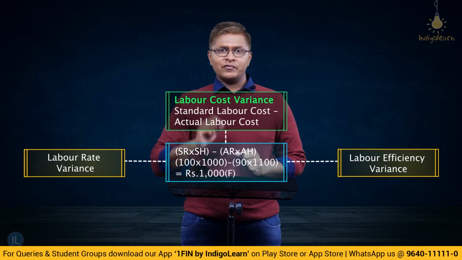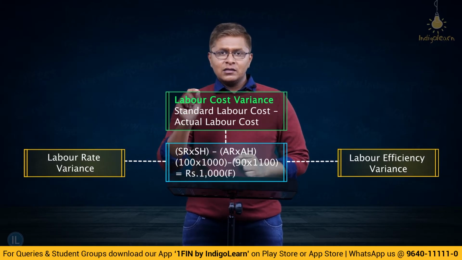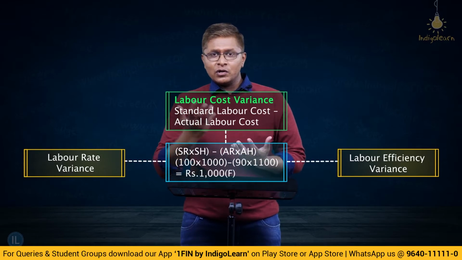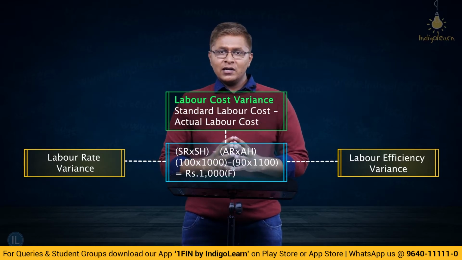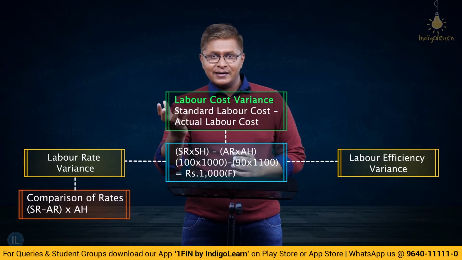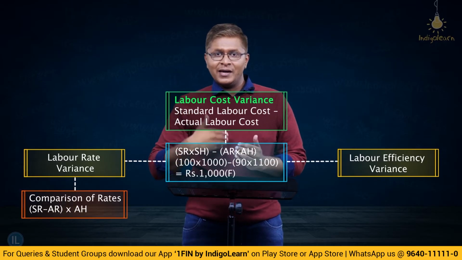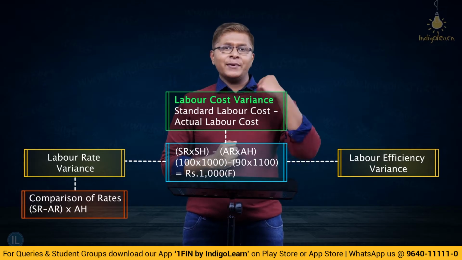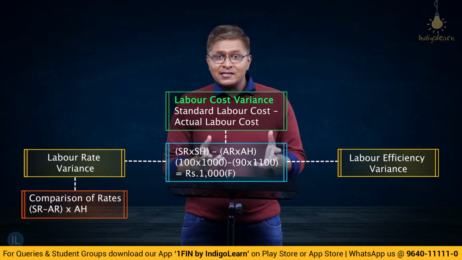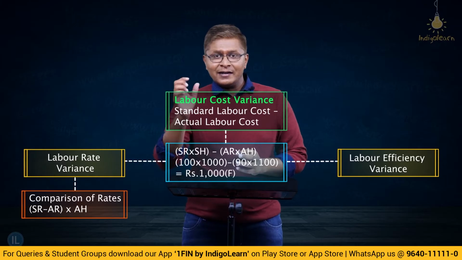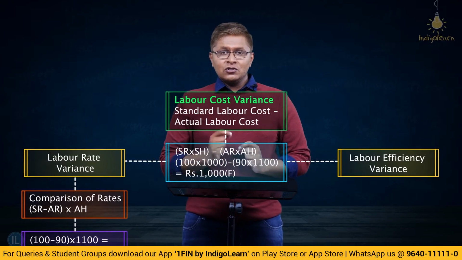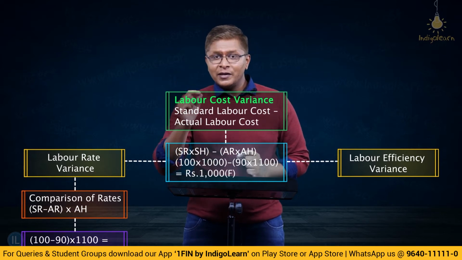Let's look at the first type of variance. Now, the first variance is the labor rate variance. In labor rate variance, what we are essentially going to do is we are going to compare the standard rate at which we were supposed to make payments to the workers with the actual rate at which we have made the payment. Now, in our example, we were to make payment at 100, but we have made payment only at 90. So to the extent of 10 rupees, there is going to be a short payment.